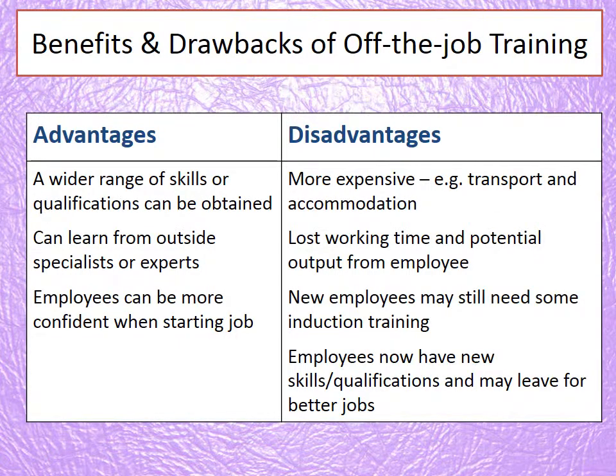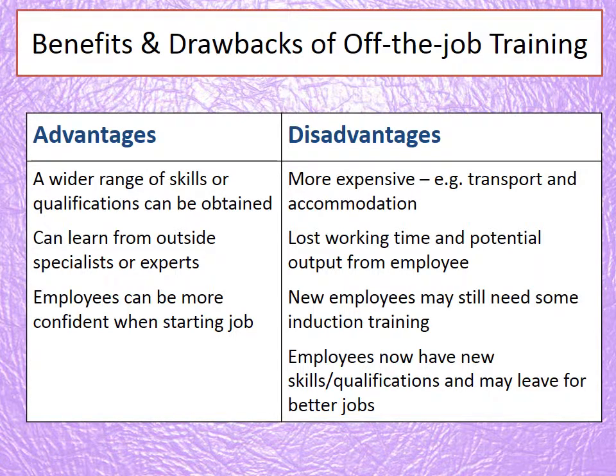Just to clarify, online training or distance learning is where you are separate and you would be sent videos, or you would be sent instructions and have to complete workbooks online. Now, the advantage of this is that a wider range of skills or qualifications can be obtained, so people can actually go and get these skills from registered trainers, can learn from outside specialists or experts, and then the employee can be more confident when they start their job that they know what they're doing.